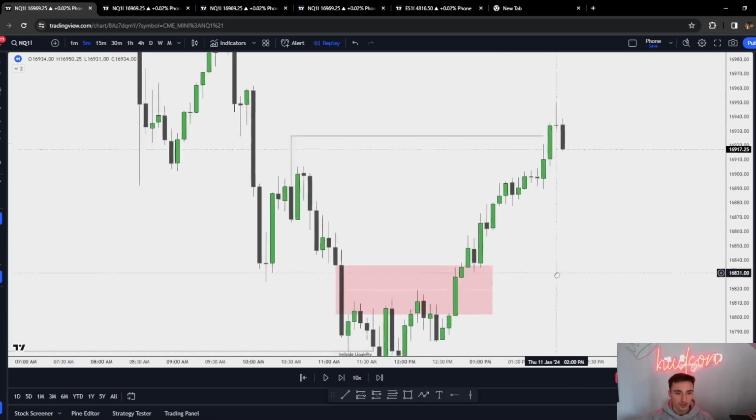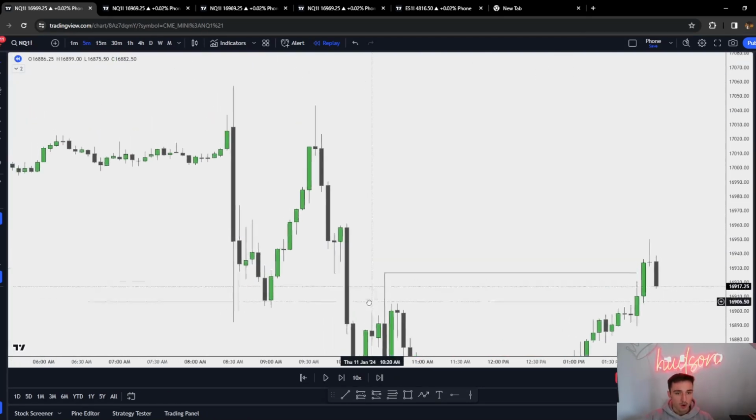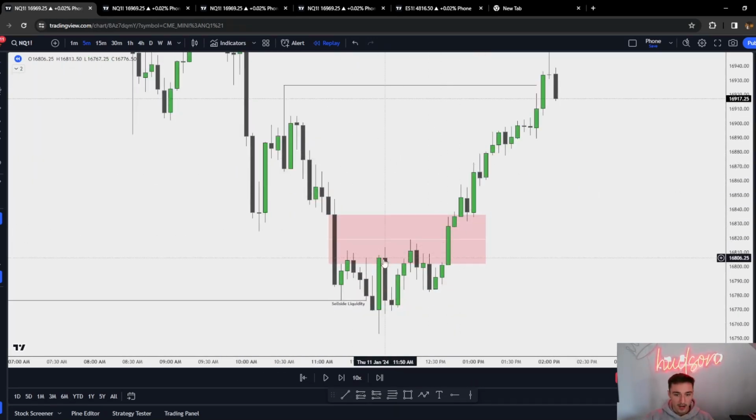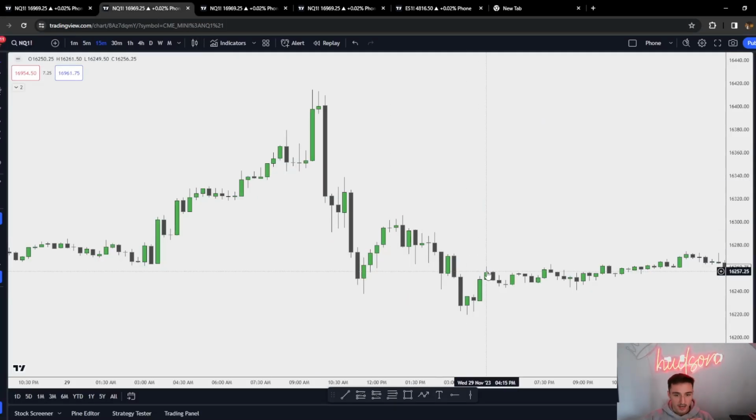I do not use fair value gaps like right here, or actually let's say right here. I will not use something like that unless, which I will show you later in the video, so stay tuned for it. But this right here is a higher probability fair value gap that turns inverse because it has supported price to go lower. So let's go into the next example.